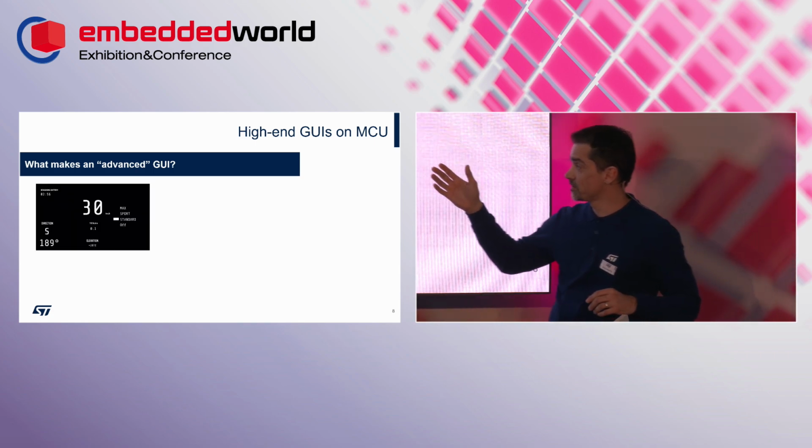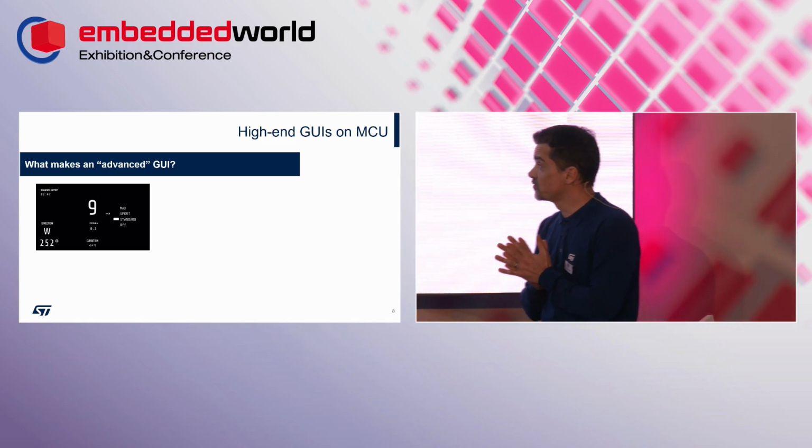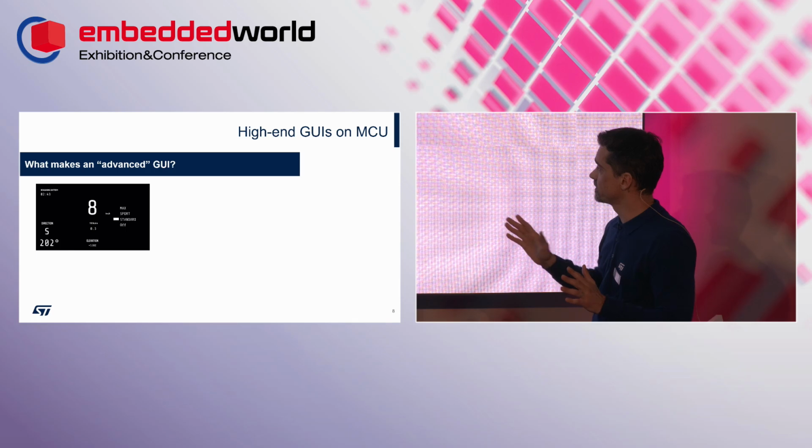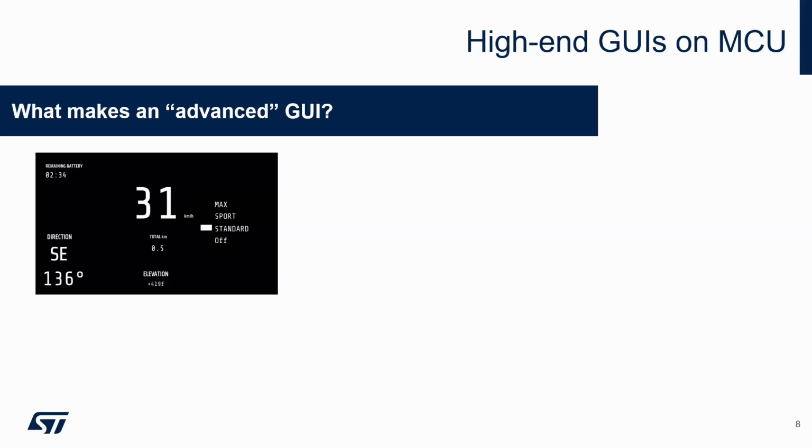Let's consider this. This is still a dashboard for an e-bike or an e-scooter. You can see that you have all the information you need. You have the speed, the direction, the mode that you selected, and the remaining battery. OK, it's black and white.